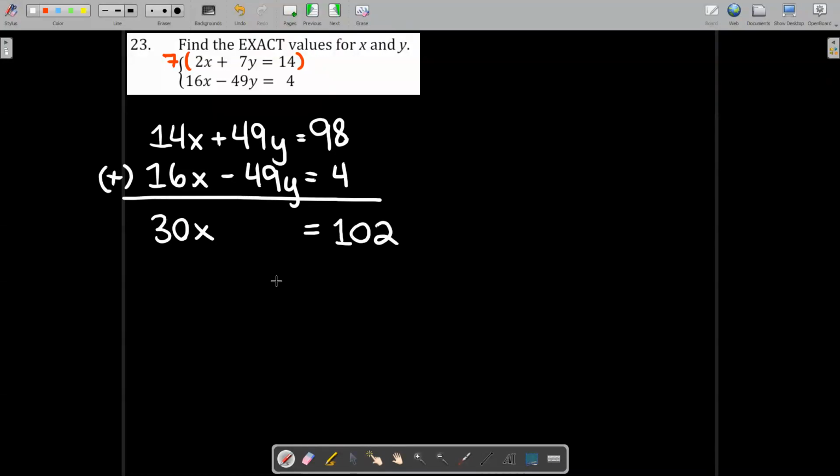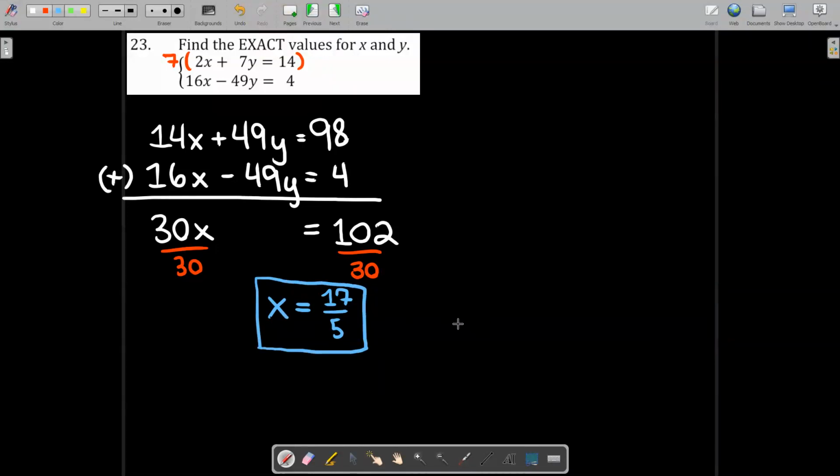So we divide both sides by 30. Might as well show this, don't want anyone getting lost. We find that x is equal to 102 over 30, which is a fraction. 30 does not go in evenly, but it will reduce to 17 over 5 because you can divide the top and the bottom by 6. So this is our value of x.